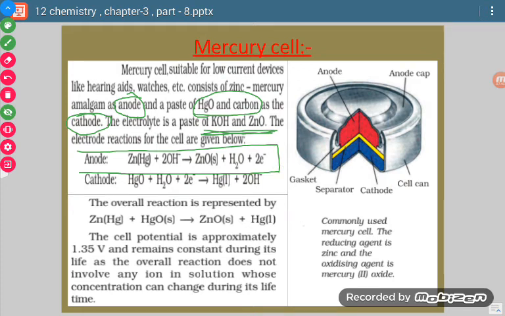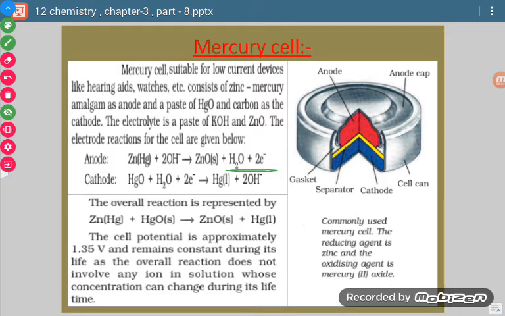Now what is to be remembered here? From the electrolyte, this OH negative ion combines to form zinc oxide and H2O plus 2 electrons. Now from this first reaction, what you can remember: this is cathode, so this has to undergo change. Now with what will it combine? It has to combine with this product which is formed in anode. So when this combines, it will form mercury and hydroxide ion.